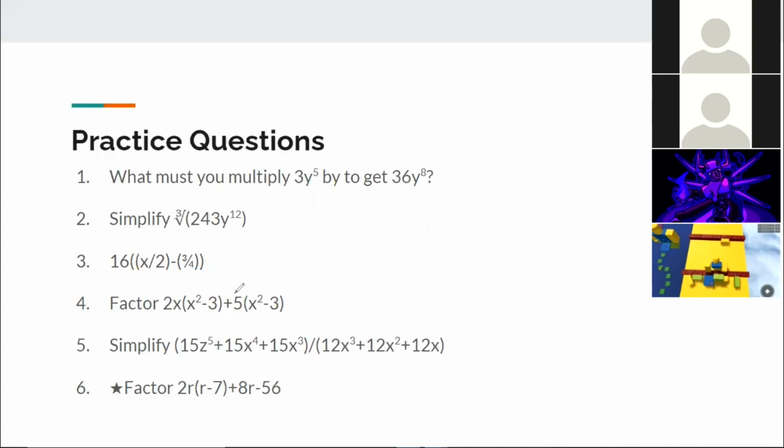Okay, so for factoring, you have to take out basically the factor from both the terms. So in this case, the GCF of both these terms is x squared minus 3. So you can take out an x squared minus 3 from both of them, and then times 2x plus 5. It's basically the same thing as distributive property, but you're working backwards.